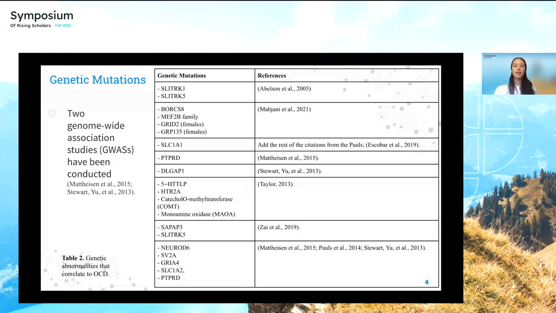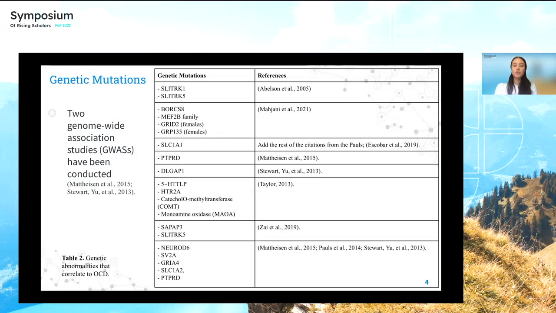There are numerous genetic mutations that have been found to be correlated with OCD. You can see this in Table 1 that I included in my research paper. However, there is no direct causation between any of the identified genetic mutations, only correlations. Two genome-wide association studies have been conducted. These studies study the entire genome, which allows scientists to identify specific genes associated with the disease or trait.